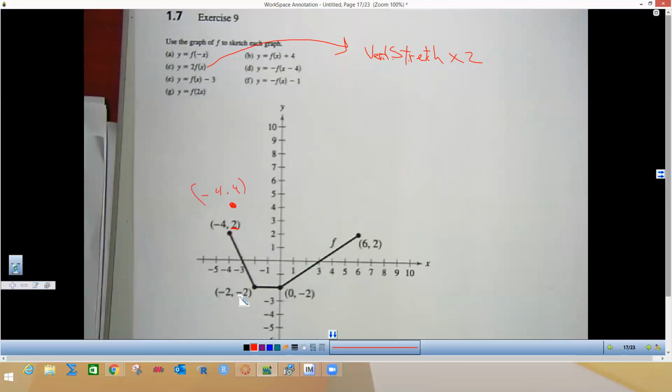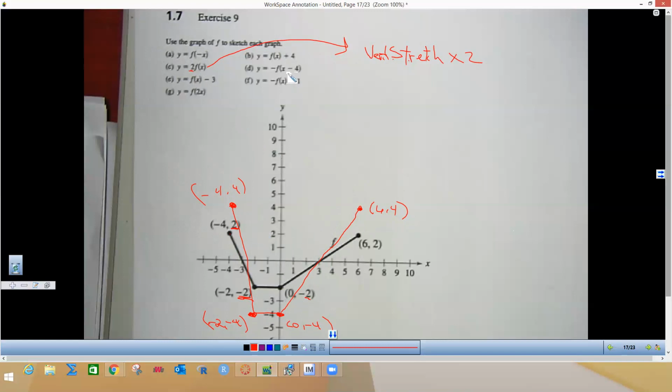Then I come down here and I have to double this negative 2. So negative 2 times 2 is negative 4. So this is going to be negative 2, negative 4. I got to double this negative 2, which is negative 4. So it becomes 0, negative 4. And then I have to double that 2. So this becomes 6, 4. So if I draw this thing, hopefully that helps you see why it's called a stretch, because it takes that original graph and it stretches it vertically, makes it more vertical because it doubles the y values.